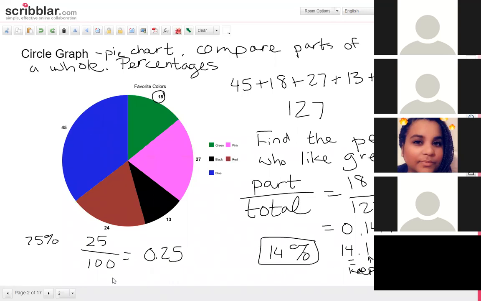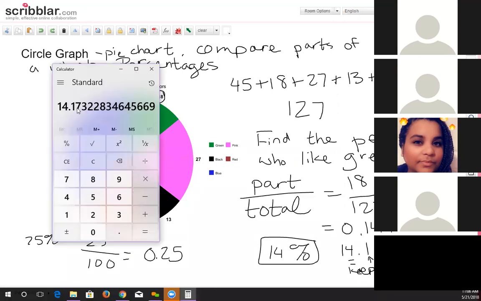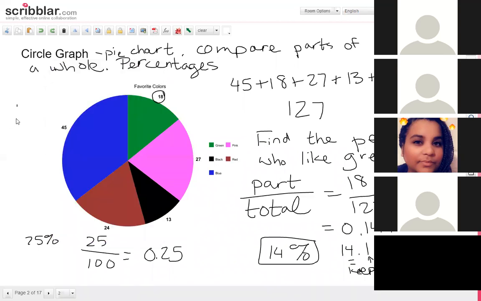If they had said the nearest tenth, let me bring our decimal back up, 14.17. I'll write this to the side. 14.17, if we round to the nearest tenth, the number next to the 1 is between 5 and 9. So that would round up. We don't keep it the same. This would be 14.2%. Both could be correct answers depending on what they ask. If they said find it to the nearest whole number, 14%. Find it to the nearest tenth, then 14.2%.